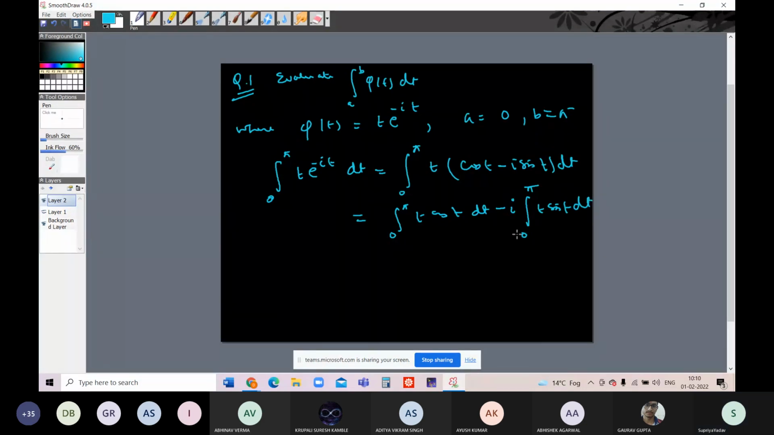Integrate it and tell me what will be the value. Tell me the value of this integral t cos t and t sin t over the interval 0 to pi. As we did for real valued functions, in the same manner here phi 1 is t into cos t and phi 2 is t into sin t. You can simply apply here integration by parts. Sorry, this should be sin t. Sin t dt.